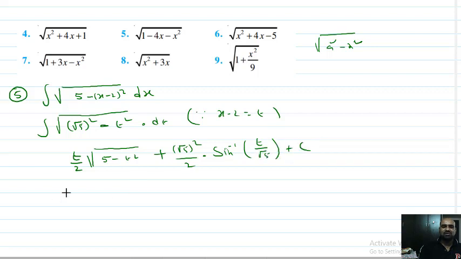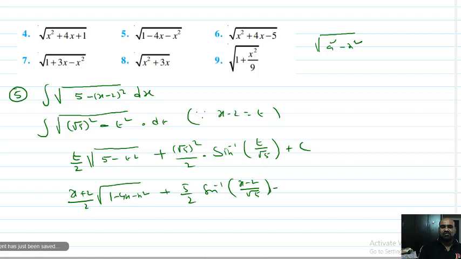Now instead of t, I want to write x plus 2. x plus 2 by 2 into root over, here you will get the problem, 1 minus 4x minus x square only, plus 5 by 2 into sin inverse of t, that means x minus 2 by root 5, plus c. This is the answer for the problem 5. Okay. Next, sixth problem.